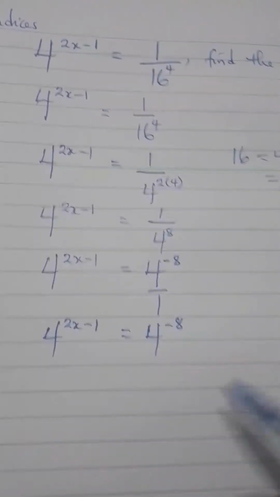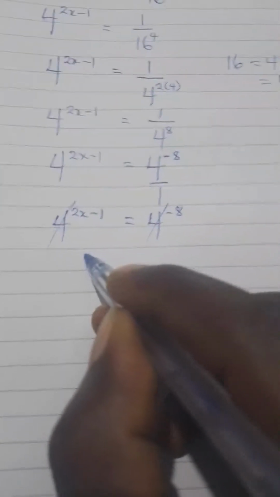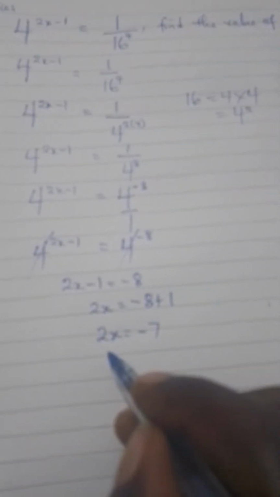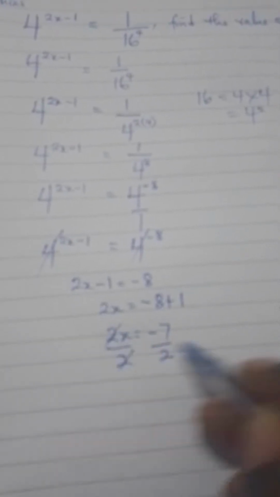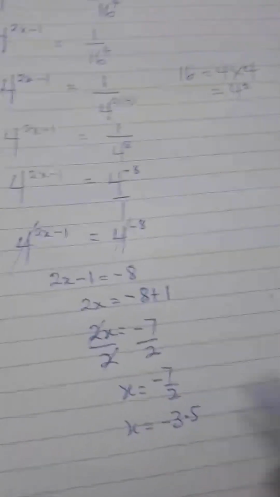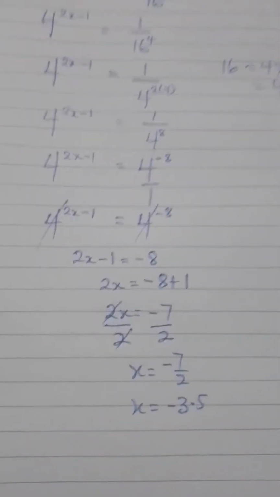Any number on 1 is the same as the number itself. So since the bases are the same, we equate the exponents. We have 2x minus 1 equal to minus 8. So from here we have 2x equals minus 8. Then you transfer this, that what? Plus 1. So 2x equals minus 7. So we divide by 2. So this cancels this. Then we have minus 7 on 2, which is negative 3.5. Alright, so I think you are correct. Minus 3.5 is the correct answer.